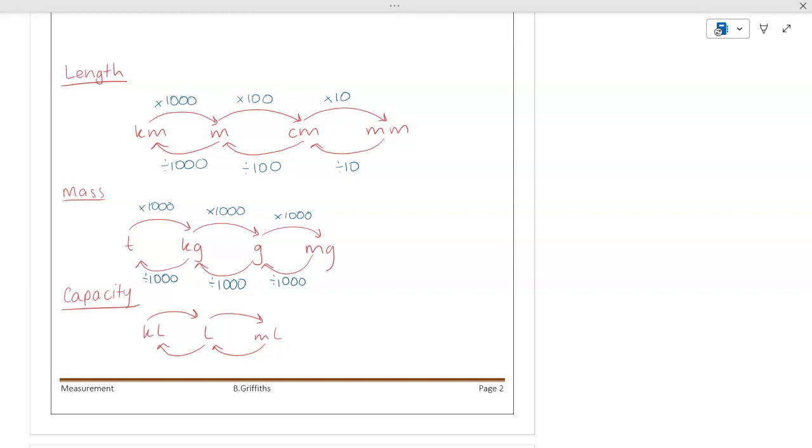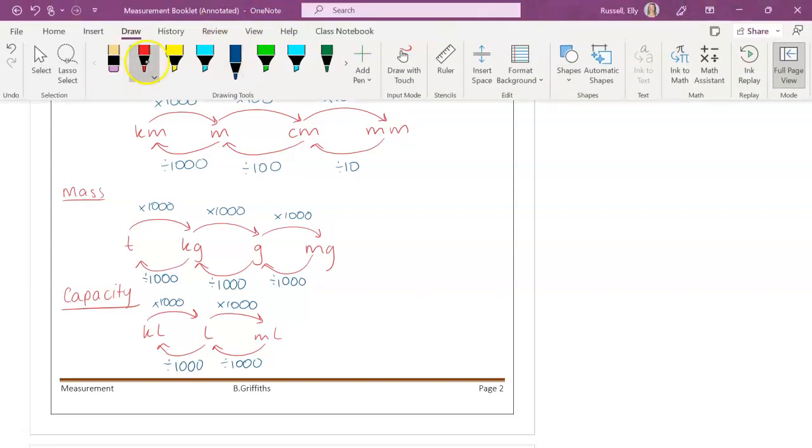And lastly, we have our capacity, so talking about liquid in a 3D shape. So we've got our kilolitres, litres and millilitres, and this is the same as our mass, it's all 1,000. So timesing by 1,000 and dividing by 1,000. So once we have all of this, we can use this to help answer our questions above.